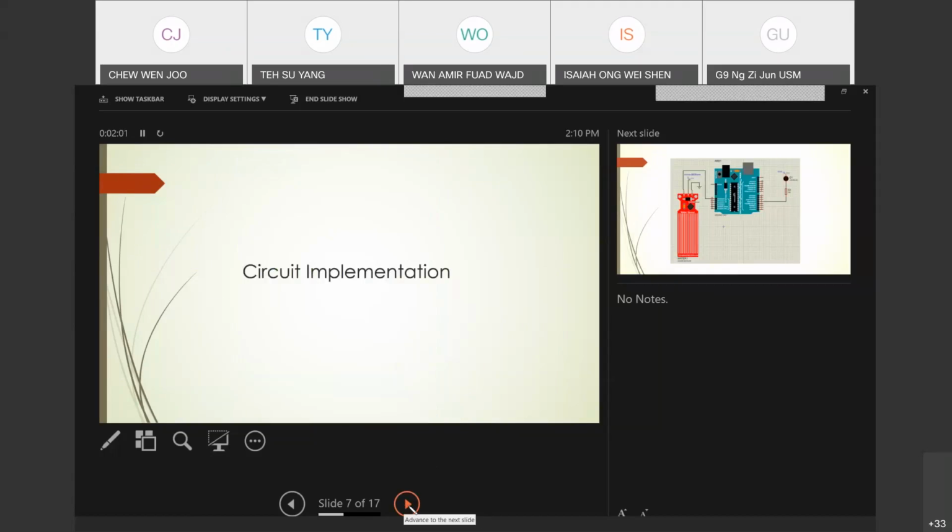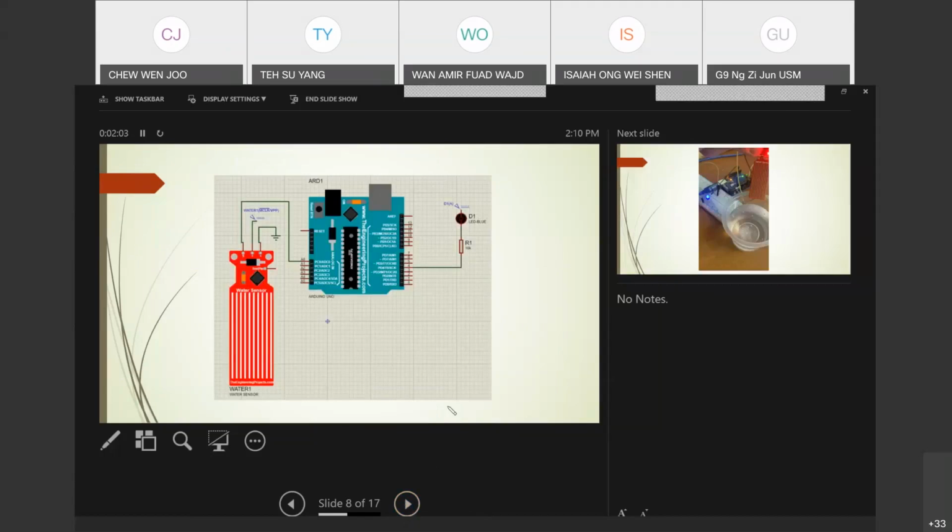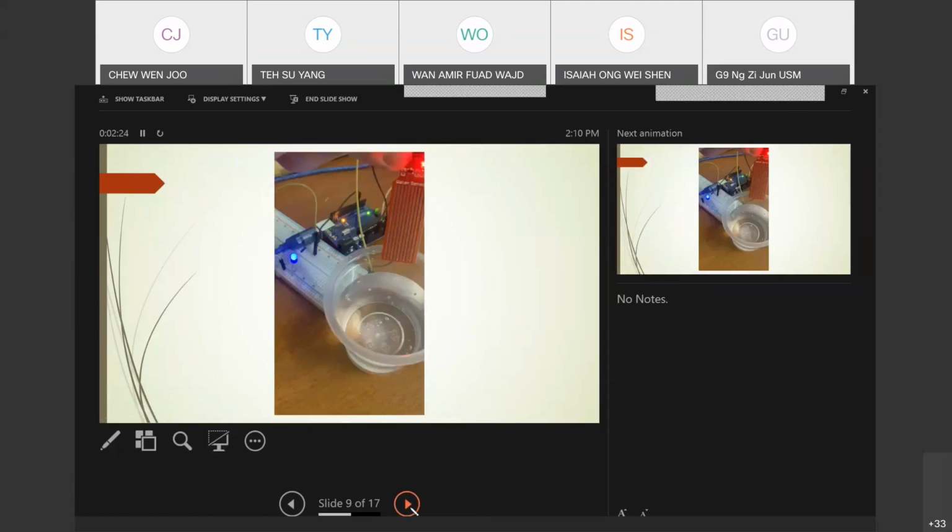And we move on to the circuit implementation. This is our water sensing circuit, which is used for the auto refill pump system, and also our water leakage detection system. This is a bit of demonstration of this circuit.